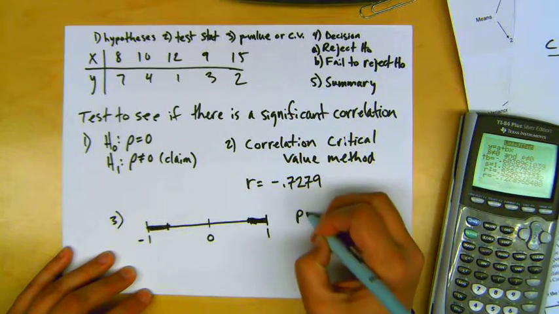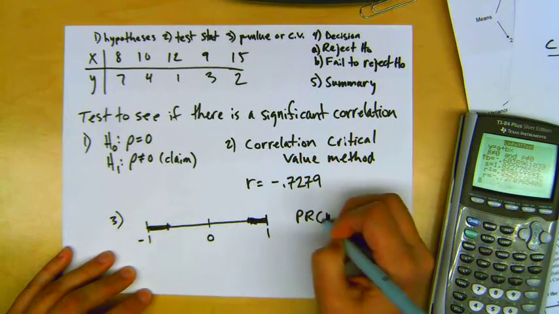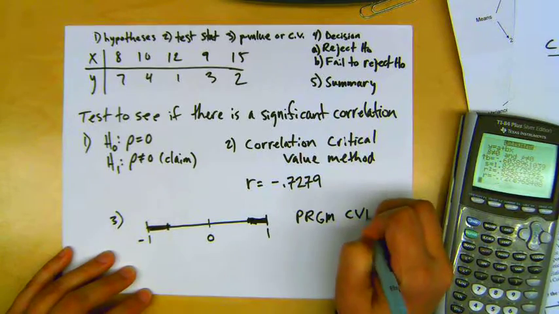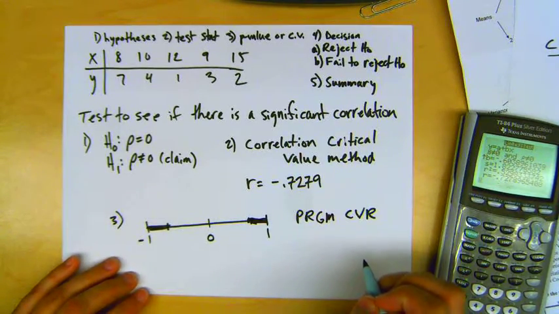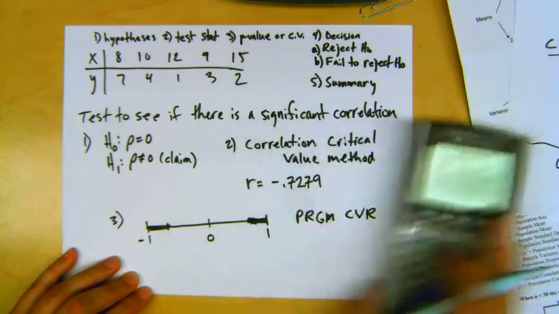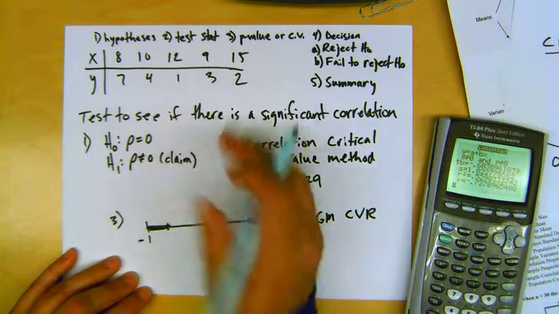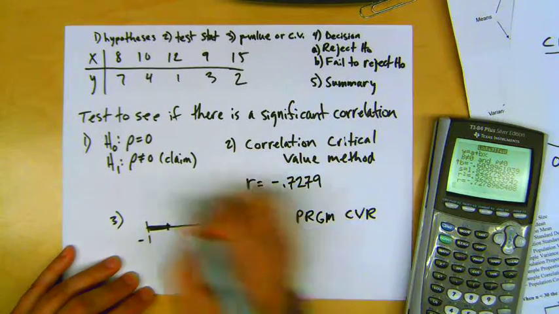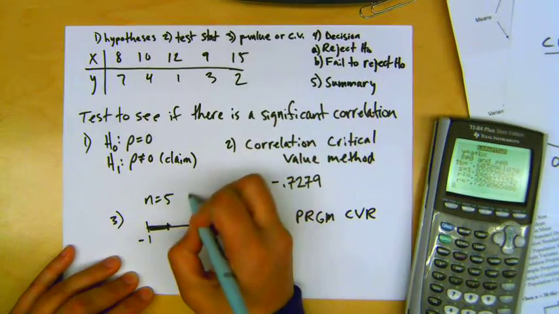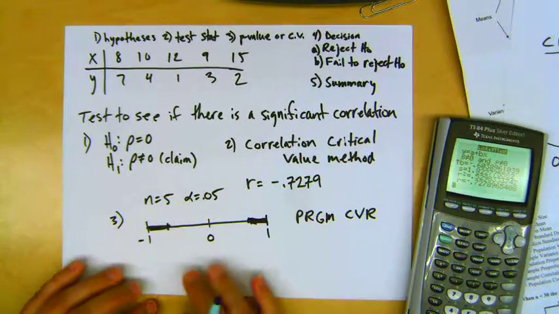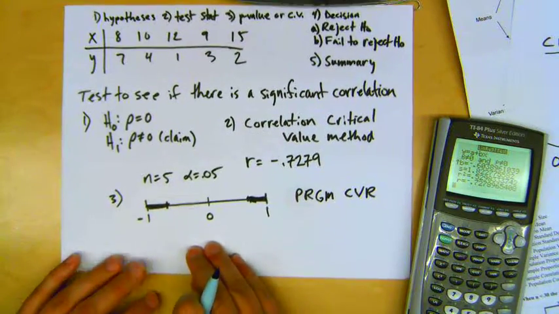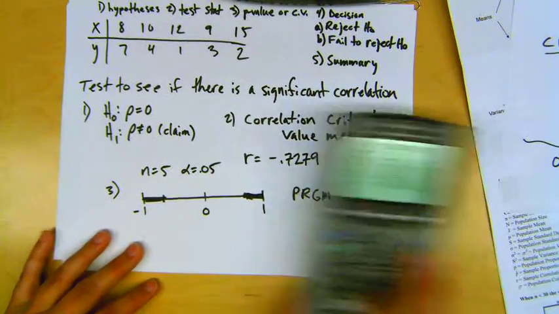And this is the program called CVR. The only other thing I need to know is my sample size. It's how many pairs you have. I only had 5, so my n equals 5. I didn't give alpha, so let's use 0.05. Anytime it's not stated, use the 0.05 significance.